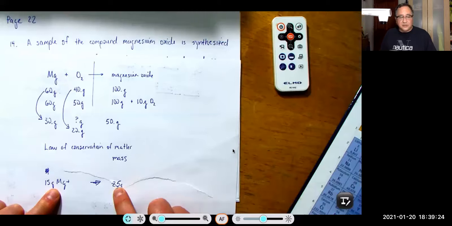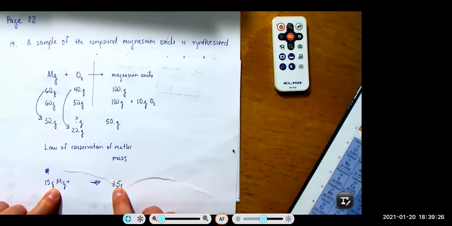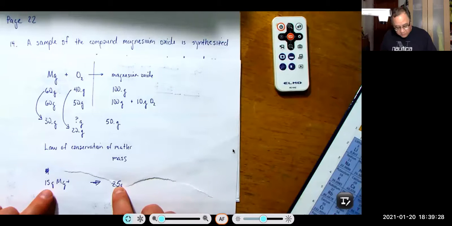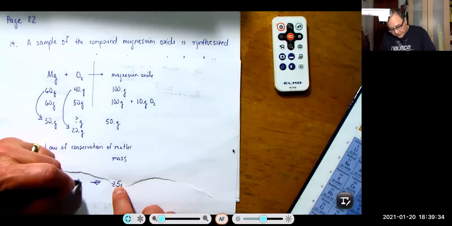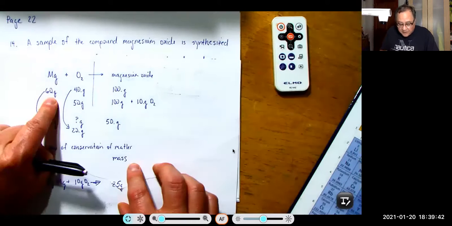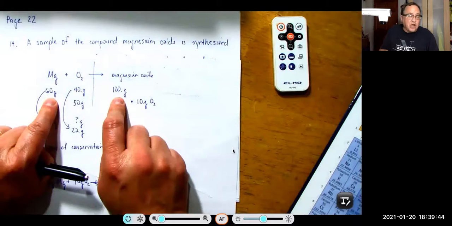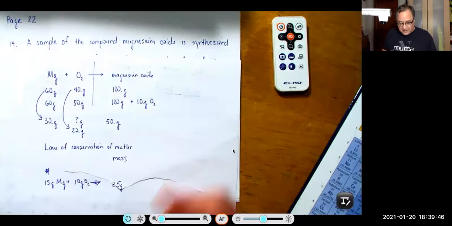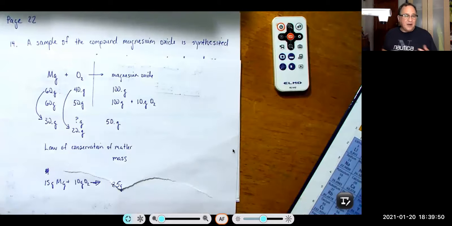And the answer is absolutely. If you get 25 grams of product and you started with 15 grams of magnesium, there's 10 grams that's not accounted for. So we must have used 10 grams of oxygen. So they could have actually said, we start off with 60, we get 100 grams, how much oxygen was used? And that's kind of the way we do that stuff experimentally when we can't weigh things.